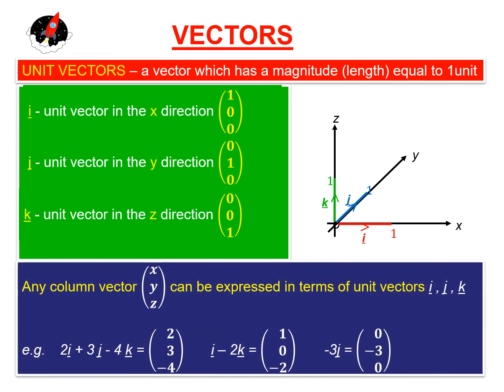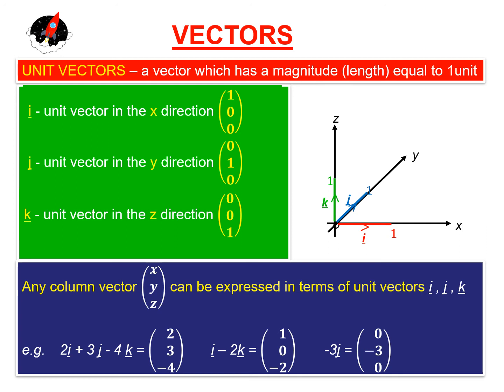Any column vector can be expressed in terms of unit vectors, and vice versa. So for instance, we have 2i plus 3j minus 4k. That can be written as a column vector 2, 3, -4. We have i subtract 2k, so that can be written as 1, 0, -2. Remember, i corresponds to the x direction, so that's why we have an x component of 1. j corresponds to the y direction, and there's no j term, so therefore the y component is 0. And then we have minus 2k, so the z component is -2.